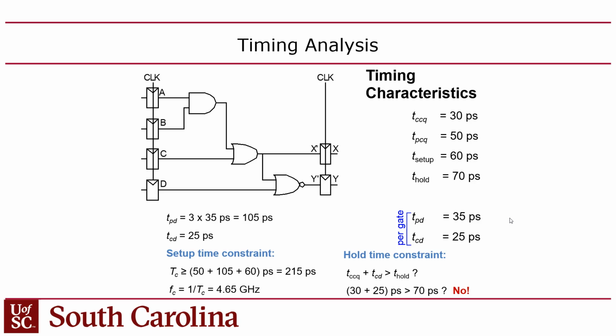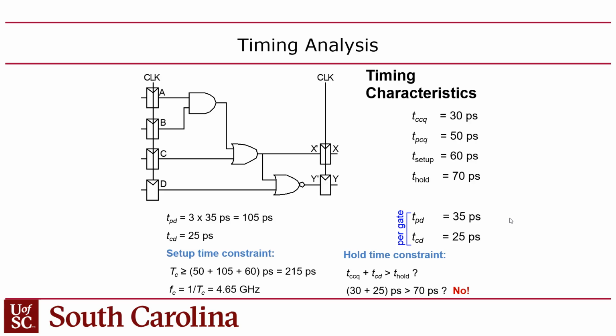Okay, so to calculate the setup time constraint, we have to add the propagation delay of the flip-flop, which is 50. That's T PCQ, right? So the flip-flop is going to take 50 picoseconds to even provide an input into the combinational logic. Then the combinational logic itself is 105 picoseconds. And then the setup time is 60 picoseconds. So we add all 3 of those up, and it means that the clock period has to be at least 215 picoseconds, which is 4.65 gigahertz.